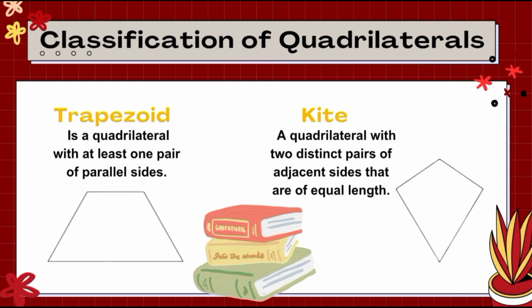Next is we have the trapezoid. It is a quadrilateral with at least one pair of parallel sides. And lastly is the kite. A kite is a quadrilateral with two distinct pairs of adjacent sides that are equal in length.